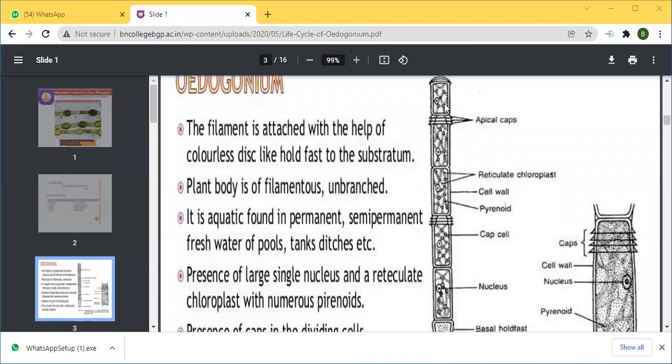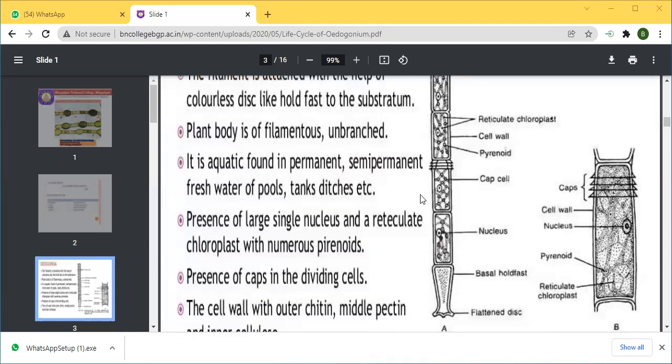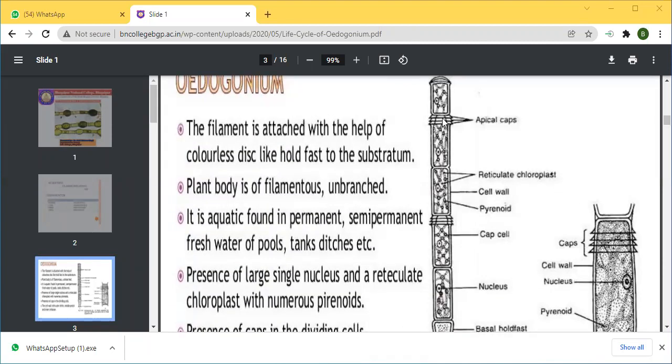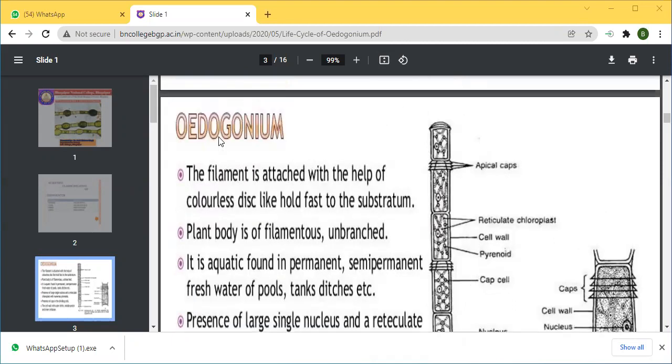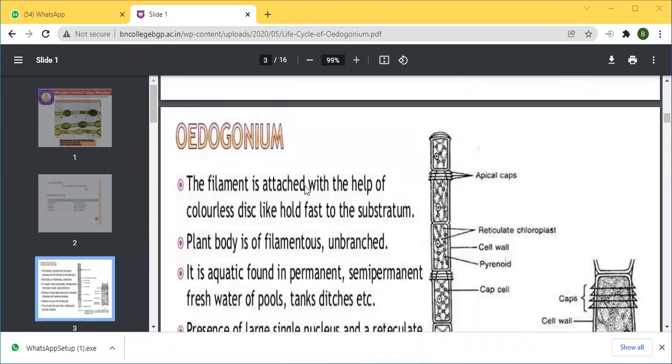Here, the thallus is a filamentous plant body. What is this? Filamentous, unbranched, multicellular plant body. This one is the filamentous. Filamentous, unbranched. Are there branches, ma'am? No branching in this one. The unbranched filamentous plant body. Compared to all the others, this one is totally different. Oedogonium, meaning the filament body is there.